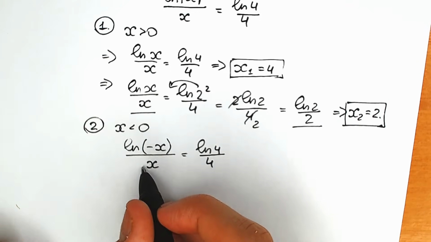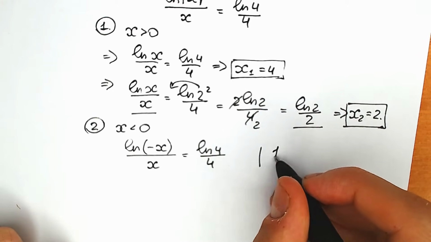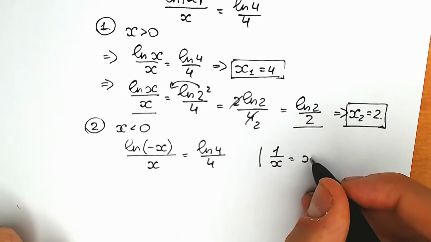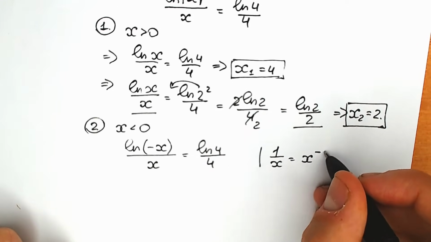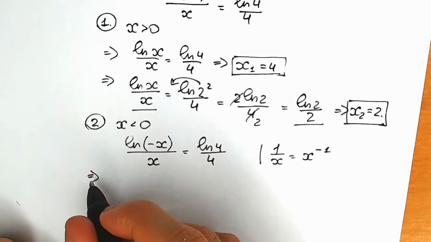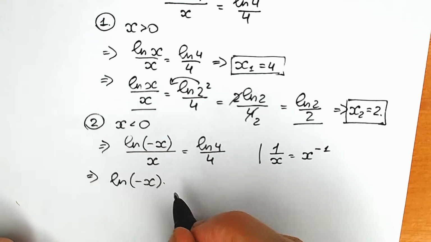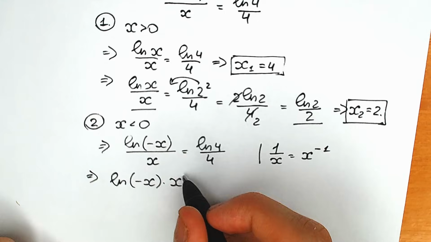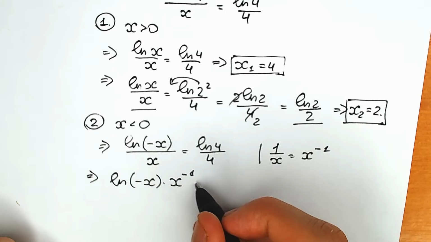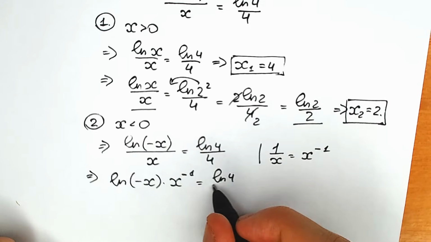First of all, we can write this x in our numerator, but with the negative power, because when we have 1 over x, we can write it as x to the power minus 1. Let's write it in our numerator. As a result, we have the same beginning: natural log of minus x times x to the power minus 1 equal to natural log 4 over 4.